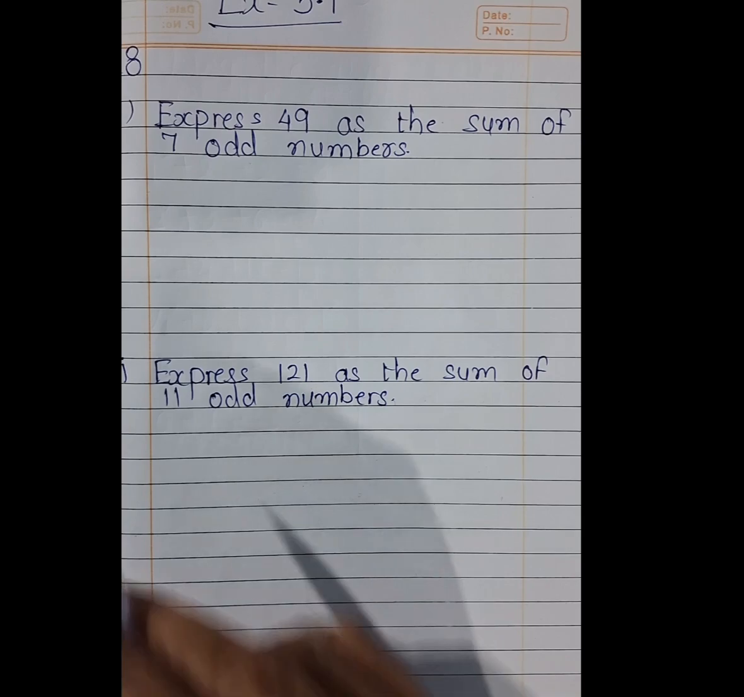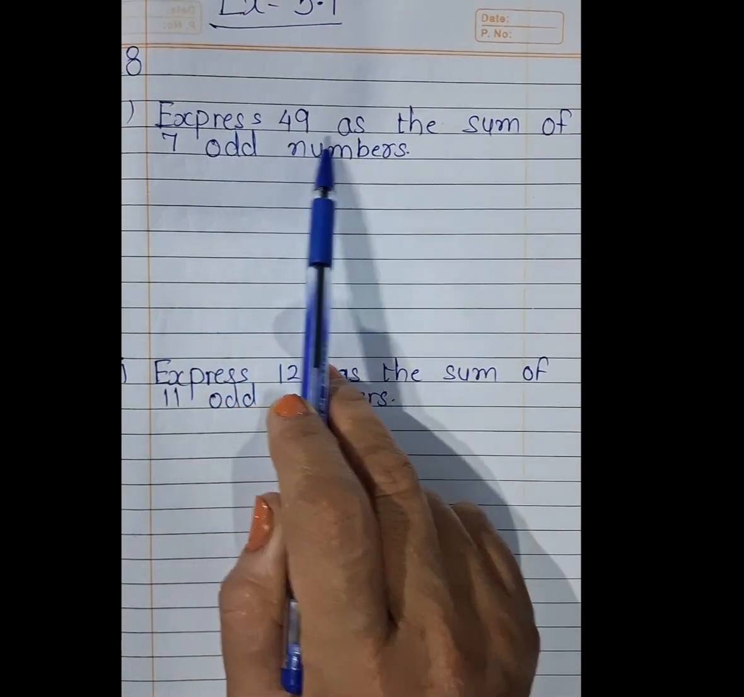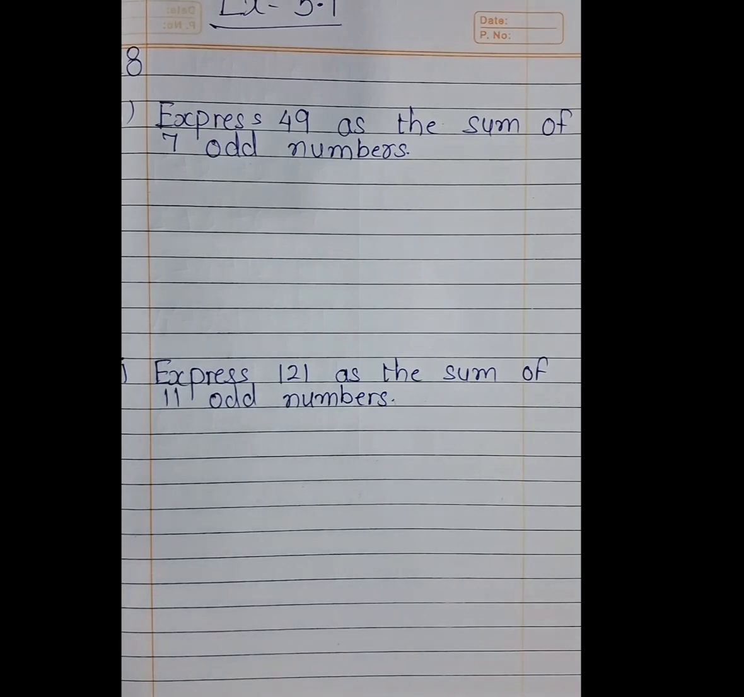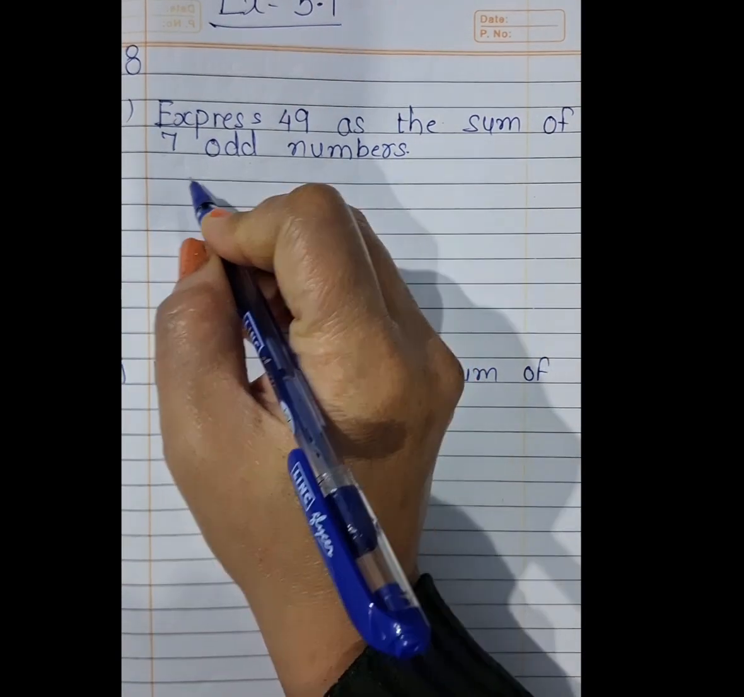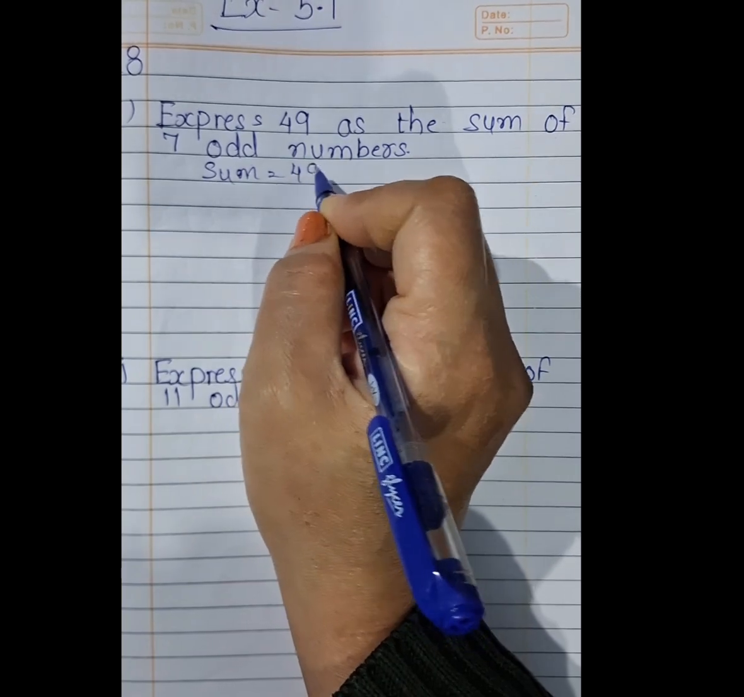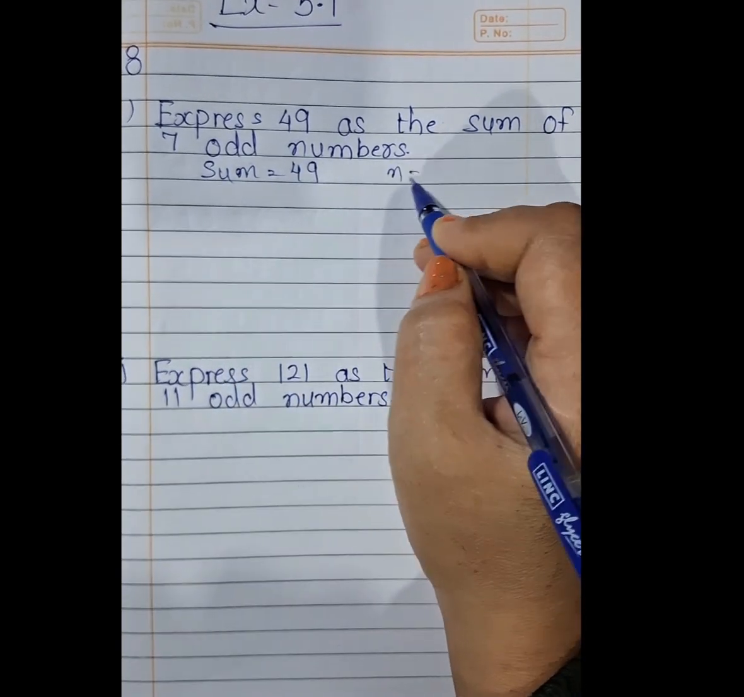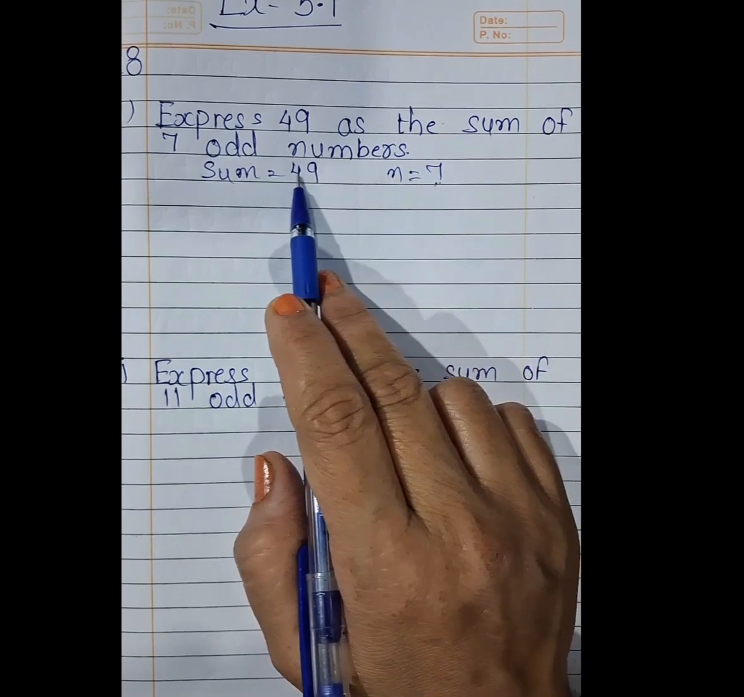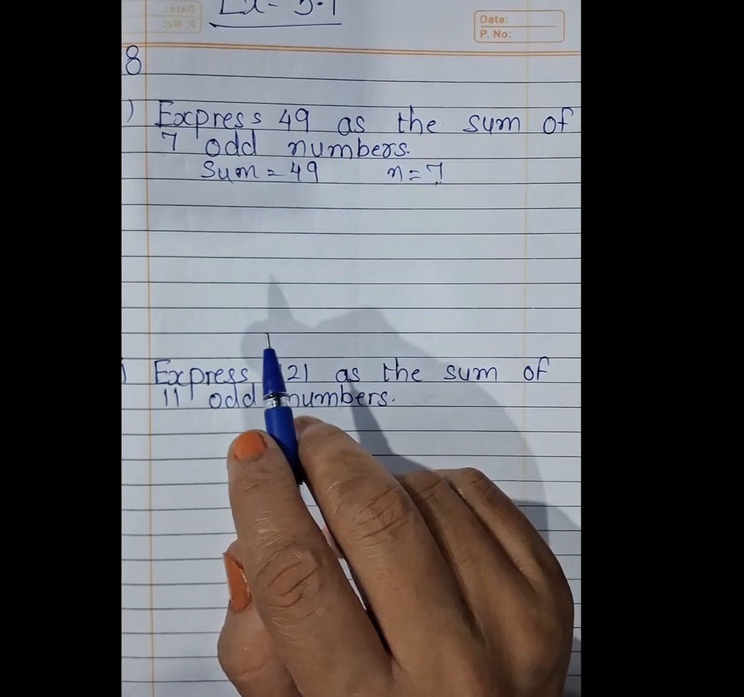Question number 8 says, first one, express 49 as the sum of 7 odd numbers. The same concept is coming here again. Now you have to express 49 as the sum of 7 odd numbers. So here sum is equal to 49, n is equal to 7. If I add 7 odd numbers, I should get 49. That is what we have to express.